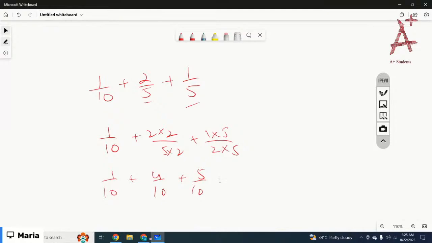You can see they have like denominators. You can just add 1 plus 4 plus 5. 5 plus 4 is 9, and 9 plus 1 is... you have to multiply 2 times 1. It would be 2, not 5, right? Because you have 1 here. 2 times 1 is 2. 4 plus 6 and 1, 7 over 10. So the correct option is 7 over 10.